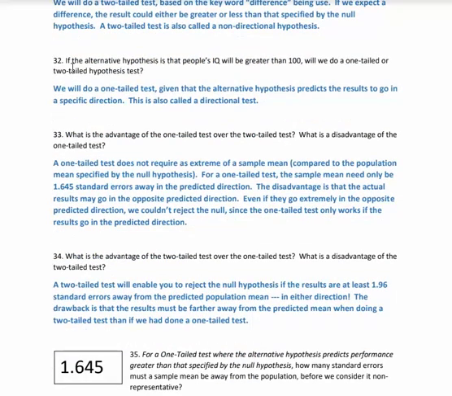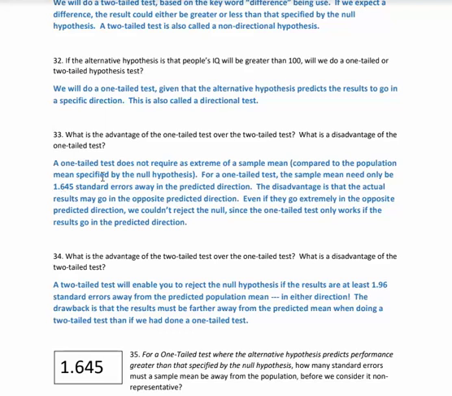Number 32, if the alternative hypothesis is that people's IQ will be greater than 100, will we do a one-tailed or two-tailed hypothesis test? And our answer is we'll do a one-tailed test, given that the alternative hypothesis predicts its results to go in a specific direction. This is also called a directional test.